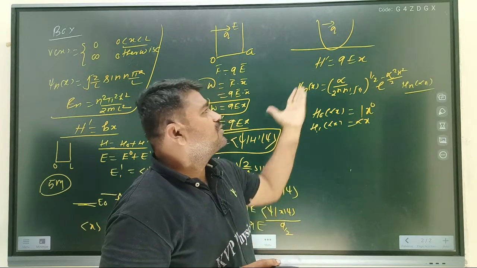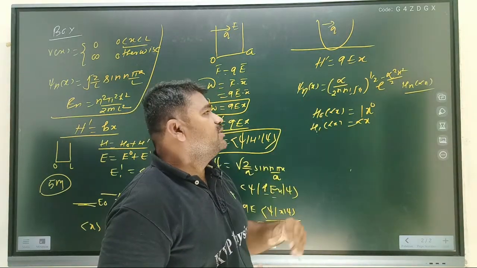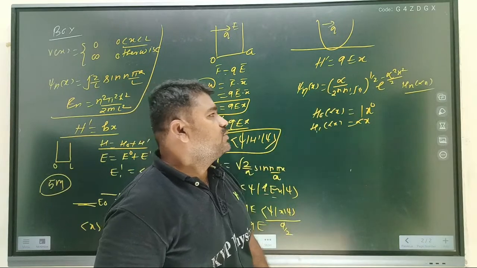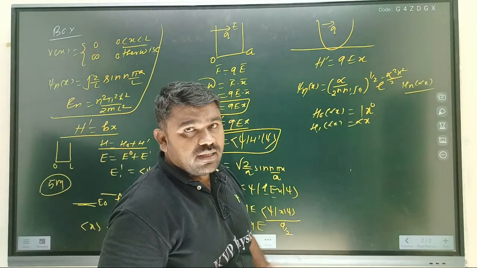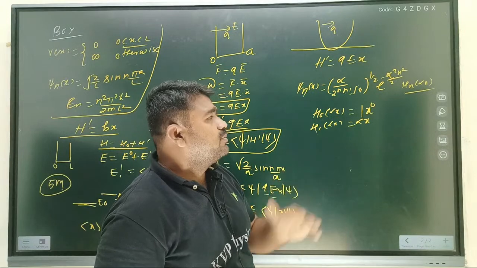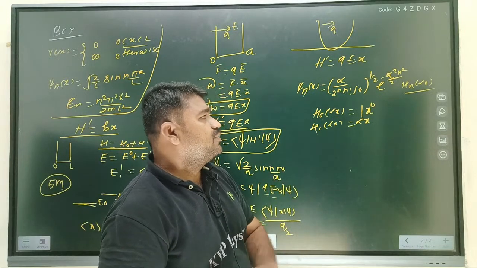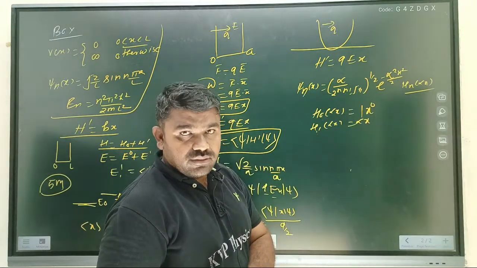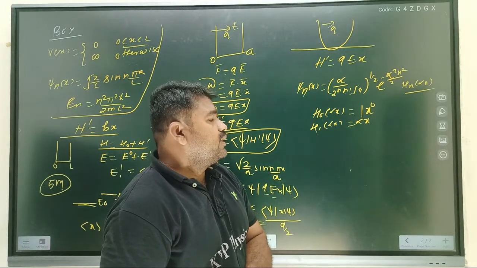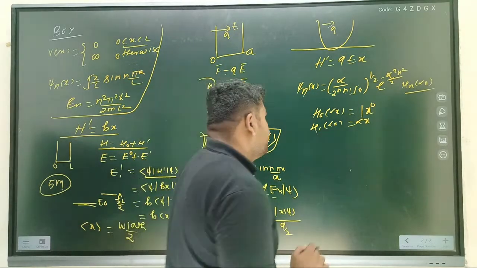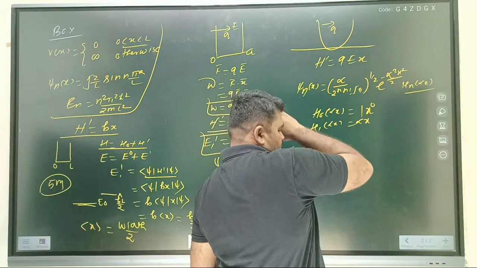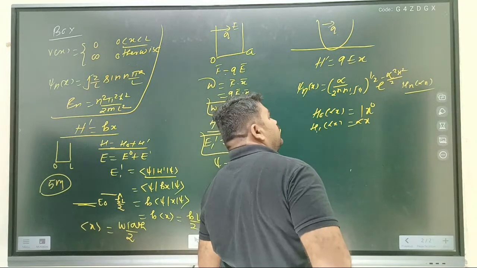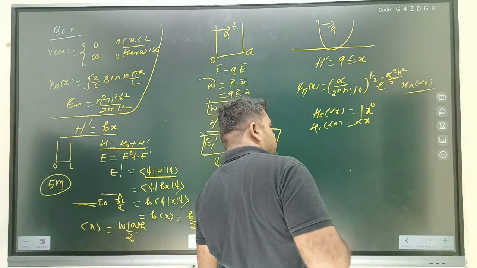We can find out for a ground state, suppose. So n is equal to how much? 0. Then alpha upon 2 raised to 0 into n factorial root pi means alpha upon root pi, whole to the power 1 by 2, e to the power minus alpha square x square upon 2, into x to the power 0. Now second one. And this function, this is the x value. Operate on psi.